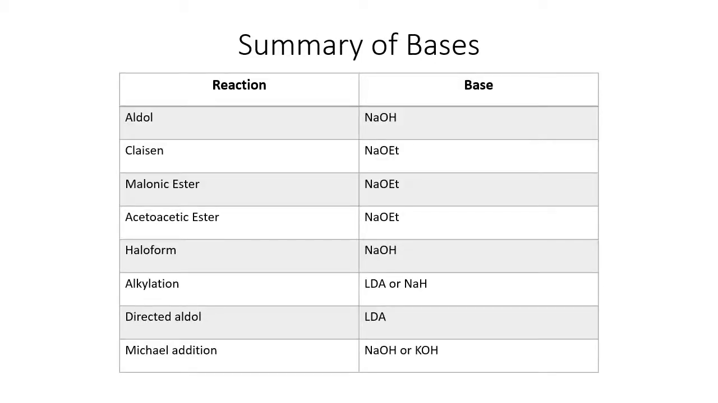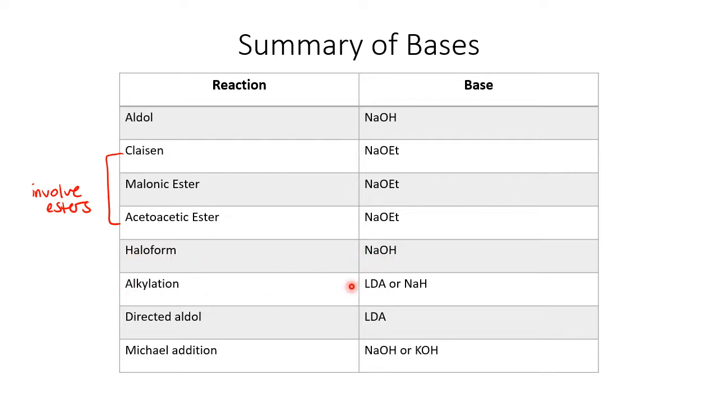Now we've gone through several bases in a lot of these reactions, and I just wanted to give a summary of when you should use which base with which reaction. So in general, the aldol reaction, aldol condensation, utilizes sodium hydroxide. The Claisen, malonic ester, and acetoacetic ester syntheses all involve sodium ethoxide. The thing that these all have in common is all these reactions involve esters. Now the haloform reaction also involves sodium hydroxide.